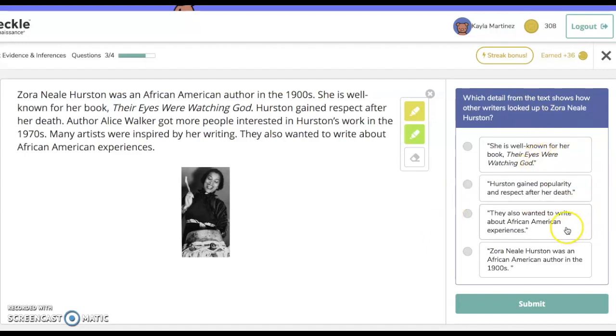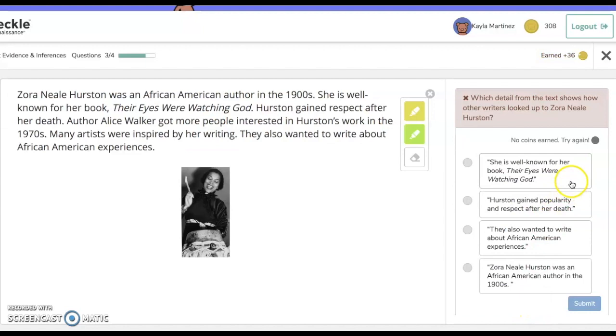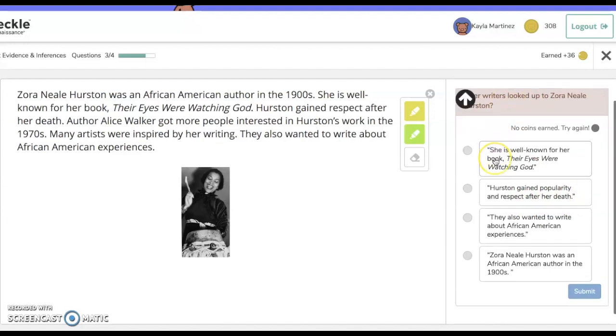She's well known. She gained popularity and respect after her death. People also wanted to write about experiences, or she was an author. What are we thinking? This one? Are we thinking this one? Oh no. So this one I could have seen a lot of people getting incorrect just because it's very, very detailed. Yes, she gained popularity and respect after her death, but that does not show that other writers looked up to her. How does this show that other writers really looked up to her?